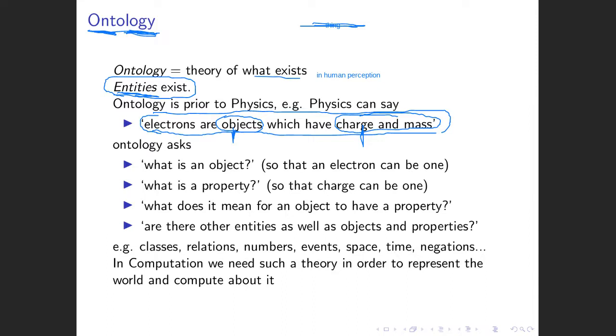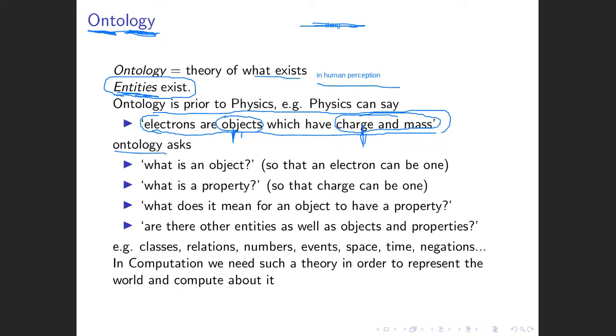And notice I didn't use the word thing. I didn't say an entity is a thing which exists. I just said entities exist, because that's what an entity is. So what ultimately exists, at least in our perception, appears to be things such as objects and properties. In order for you to talk about what is there, you will usually talk about some objects, and you will say that they have some properties.